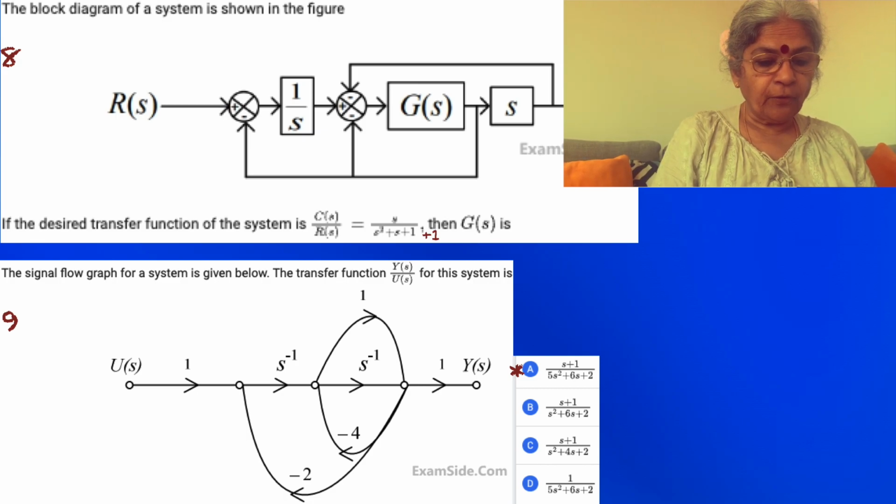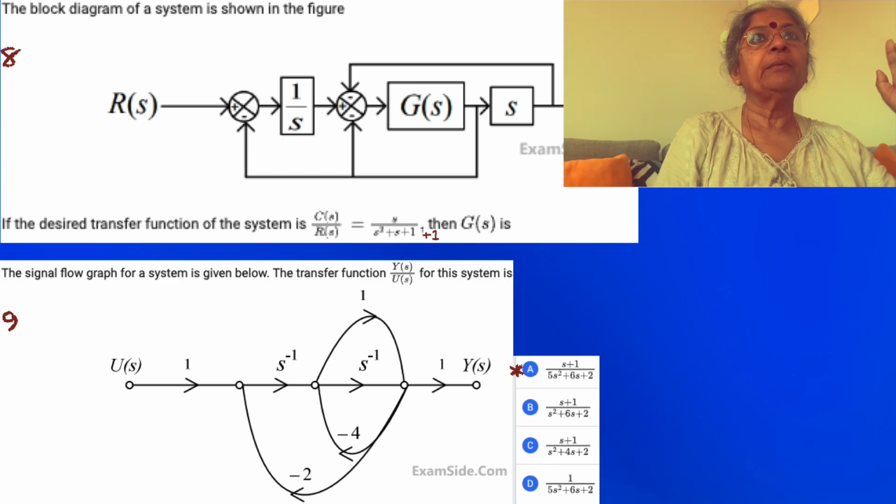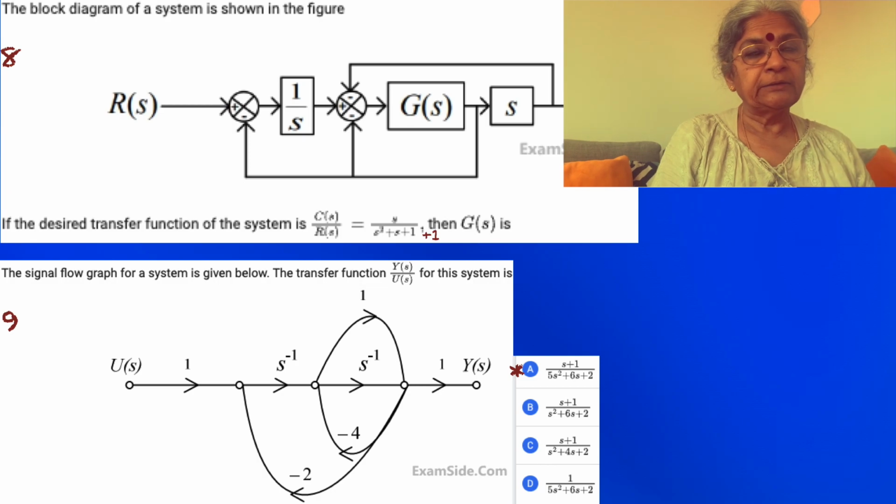Okay, so let's go for the loop which has s raised to minus 1 and minus 4. That's again 4 by s multiplied by s square, giving us 4s. Okay, so now only 4s is left. Now let's go for the next loop. That is, we see s raised to minus 1 into s raised to minus 1, multiplied by minus 2. So that's equal to 2 by s square. Multiplied by s square, it gives you 2. So the last term is also okay.